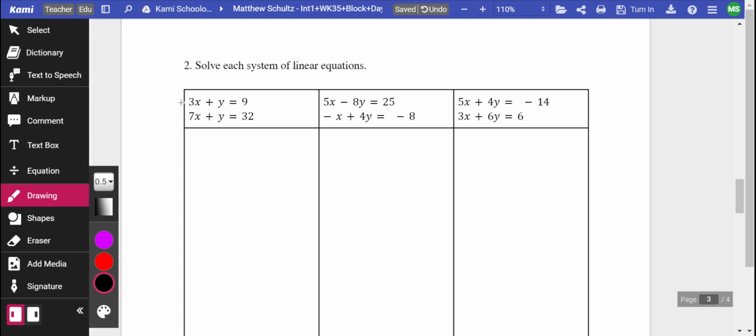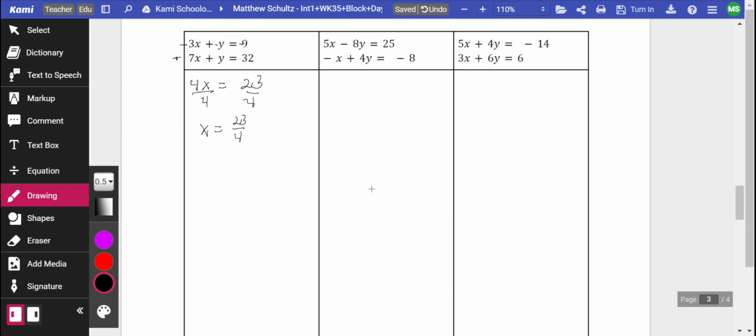So solve each system of linear equations. You can solve them however you want. However, if we were to add them, I'm going to type -1 on top. I'll get 4x is equal to 23. And I'm like, yeah, I can solve for x. So I divide by 4 on both sides and get x is equal to 23 over 4. And I'm like, okay, that's not good. Not good because it's fractions. We hate fractions.